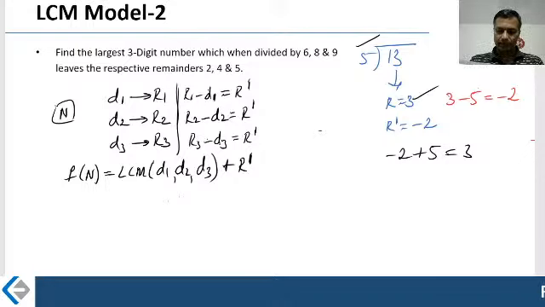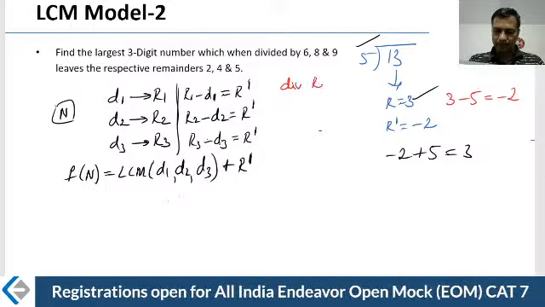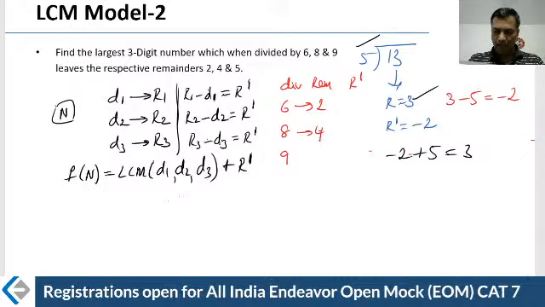Let's take a look at this example. What did the author say? My divisors, remainders, and negative remainders. Let me write it here. What is my divisor? The divisors are 6, 8, 9. What are my respective remainders here? The respective remainders are 2, 4, and 5.